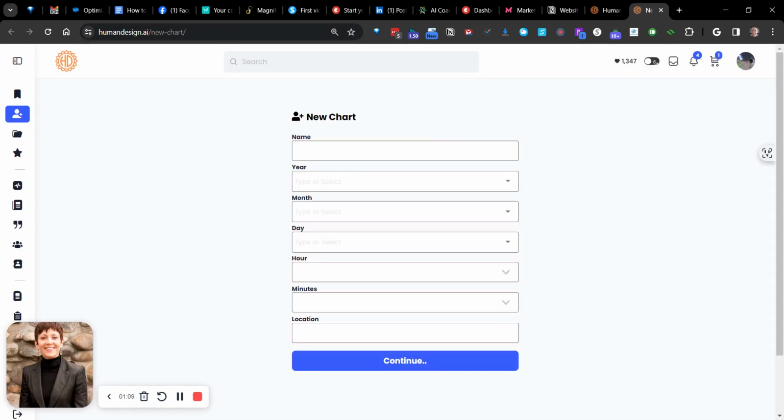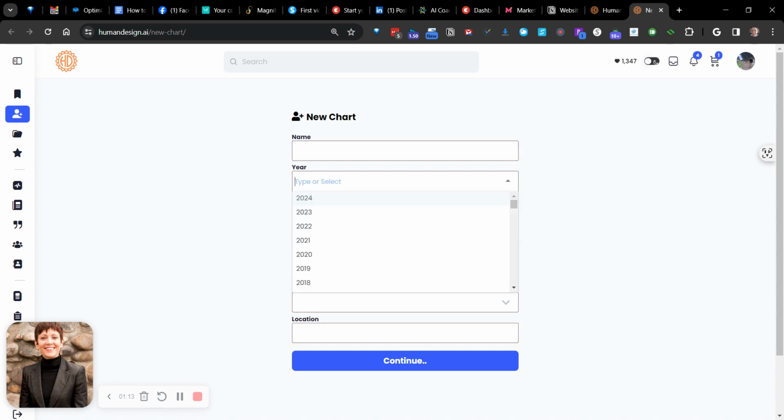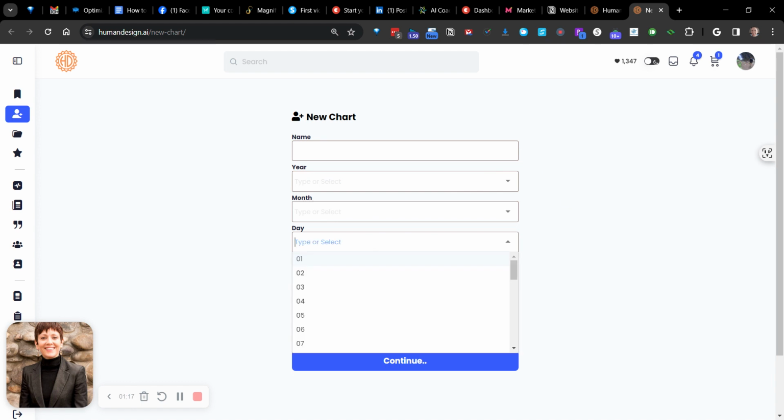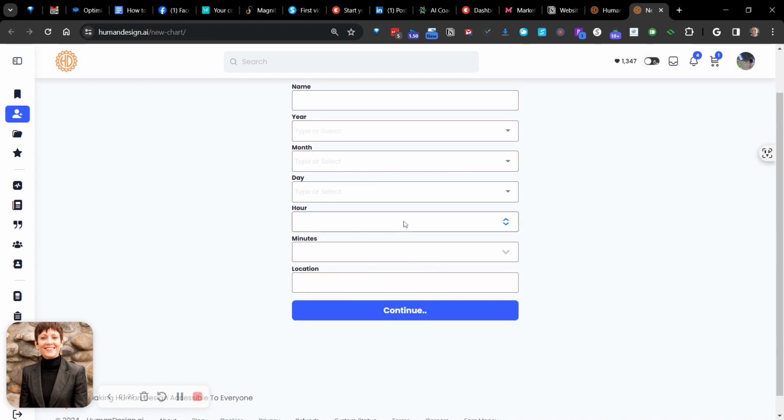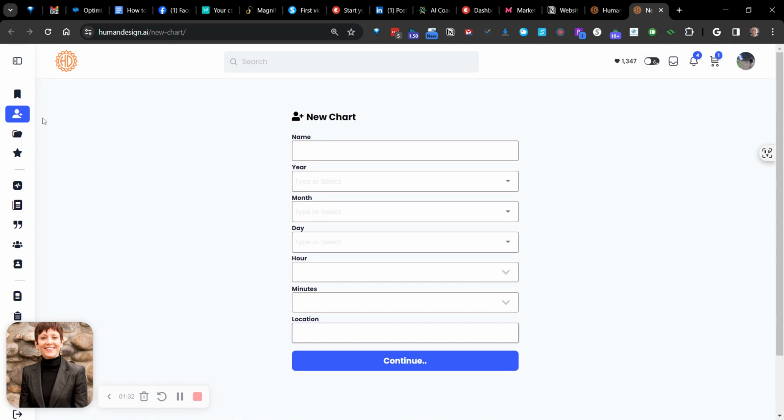You'll put in your name, the year you were born, the month you were born, the day you were born, the hour you were born, the minutes, so the time, and then the location. And then you'll click Continue, and you'll have your chart.